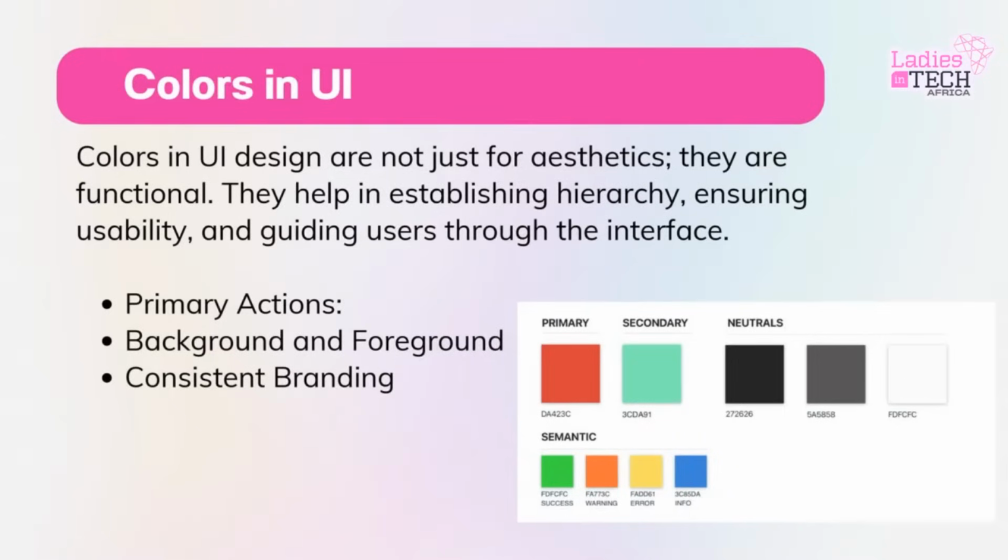And then even in communication, maybe there's an error. I could see yellow, maybe in the icon or whatever, and I understand that it's telling me an error has occurred, things like that. So basically, in UI, we should understand the fact that colors are functional. They're not just for aesthetics. They help with hierarchy, that's making you look at something, like the call to action, to perform an action. They ensure usability, and they help guide users through the interface.